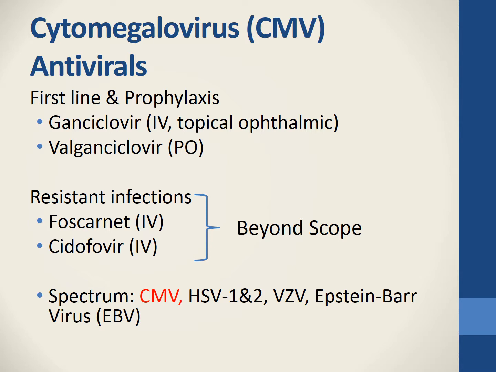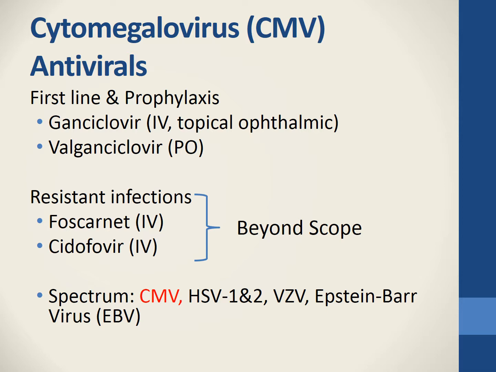They do have spectrum coverage against herpes simplex and varicella zoster. The reason we don't use these first line for treating those is, you'll see on an upcoming slide, these are associated with more toxicities than acyclovir, valacyclovir, and famciclovir. So if you have a patient who has CMV and concomitant HSV that you're treating, you shouldn't need to add an agent if they're on ganciclovir or valganciclovir, as those should have the spectrum for the HSV as well.